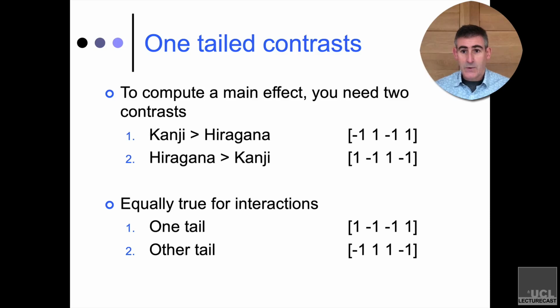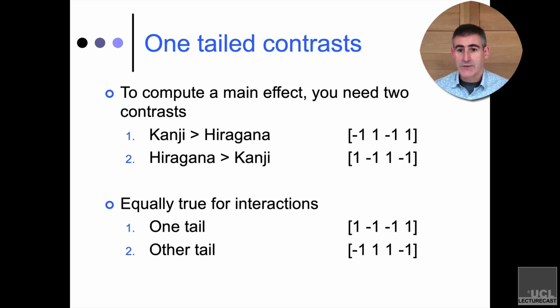If you're only looking at 1 tail of your data, which we always are with fMRI data and these kinds of software packages, then you just have to invert the contrast, right? So if kanji more than hiragana is -1, 1, -1, 1, then if you want to do the opposite, multiply the whole thing by -1. You get 1, -1, 1, -1. They're shown here on the screen.